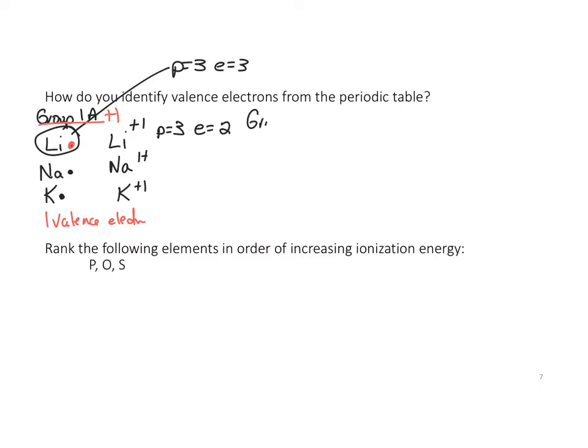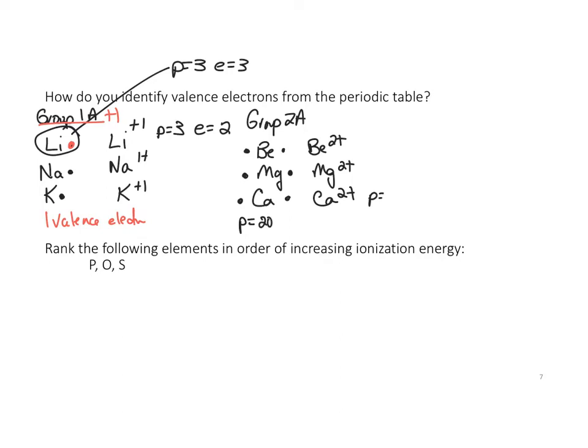If you go to group 2A, you'll see that you have beryllium, which has 2 valence electrons. Magnesium has 2. Calcium has 2. When these elements form ions, metals always give up their electrons. This will form a 2+ charge. Well, let's look at calcium. How many protons does calcium have? Calcium has 20. So when it's neutral, it has 20 electrons. But if it gives up 2, then it has 18 electrons.